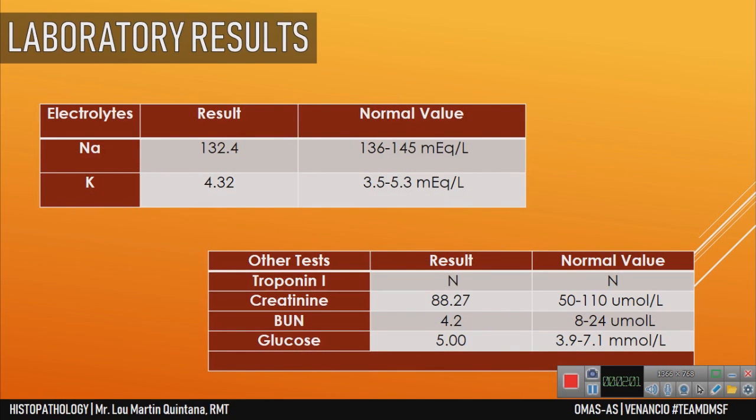For the electrolytes, the sodium and potassium seemed to be normal, also with other tests such as the troponin, creatinine, and the glucose, while the blood urea nitrogen level is decreased. Decreased levels of BUN can be due to significant liver damage or disease that inhibits the production of urea. Low BUN could also be caused by low blood flow to the kidneys caused by dehydration or heart failure.